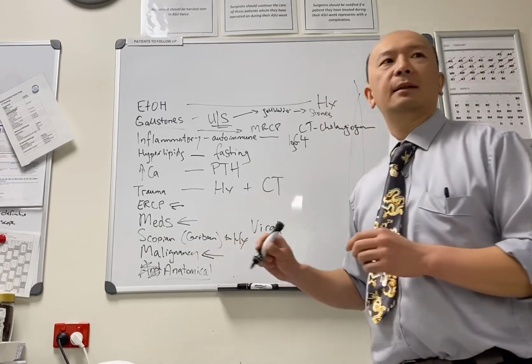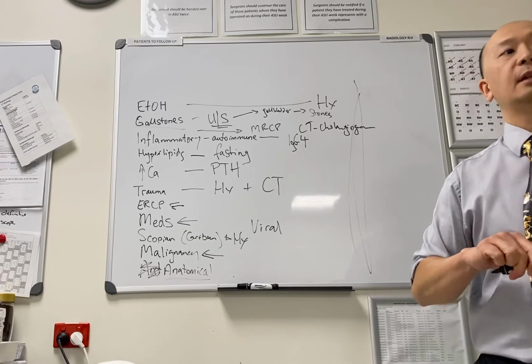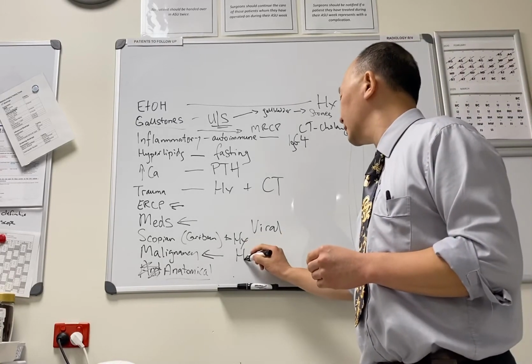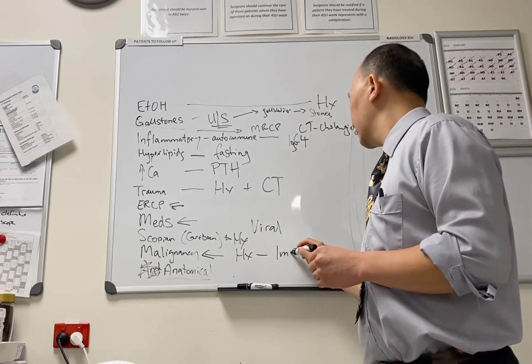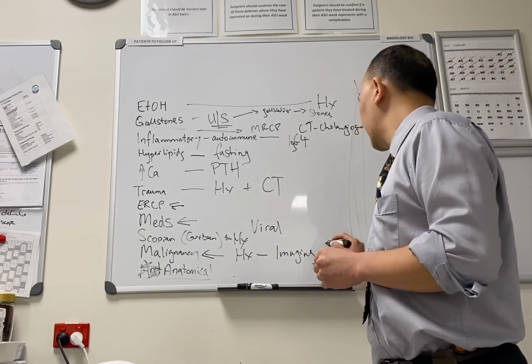Malignancy, how do we look for that? Family history. Yeah, history, family history. Imaging, tumor. Imaging, what else? Tumor markers, CA19-9.